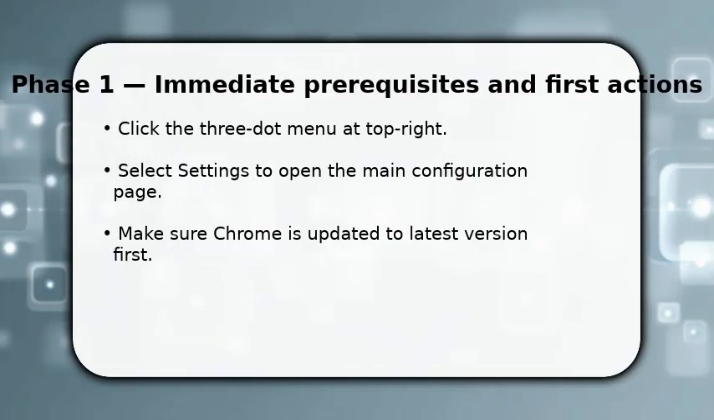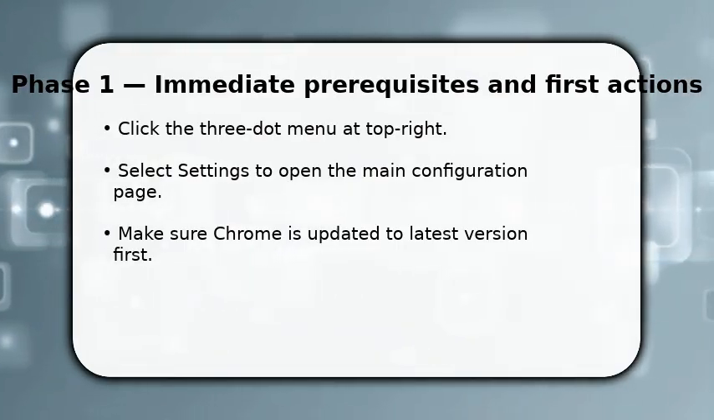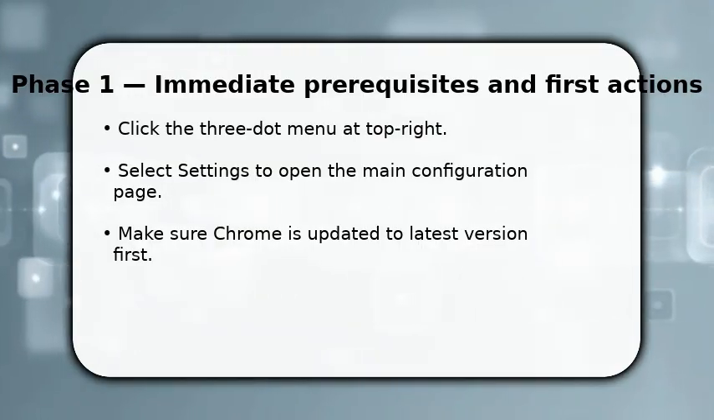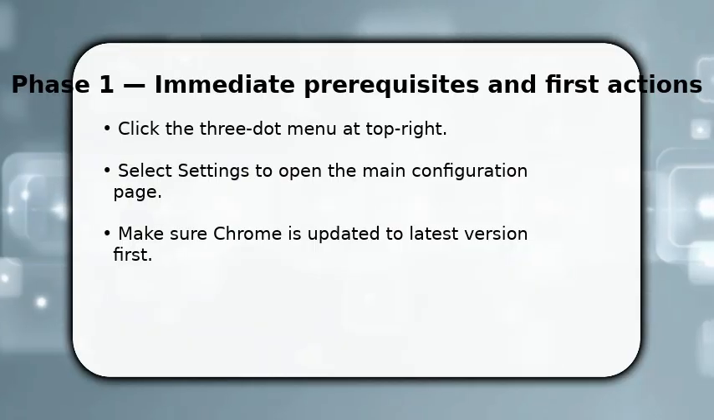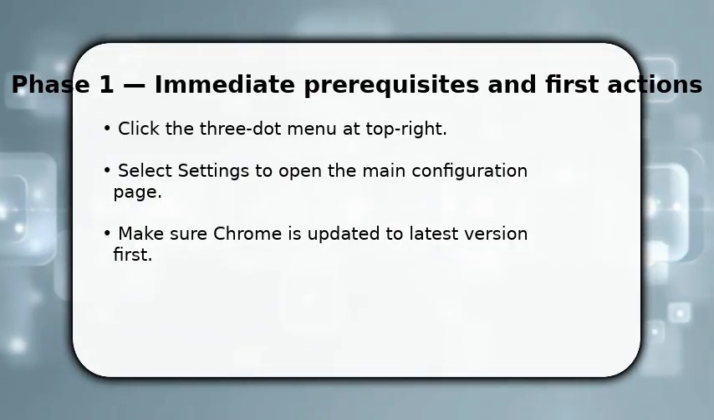You start by opening Chrome and clicking the three-dot menu at the top right. This is your gateway. Once done, choose Settings to land on the main configuration page, because advanced options are nested there. You should make sure Chrome is up to date so the advanced flags and settings behave predictably.